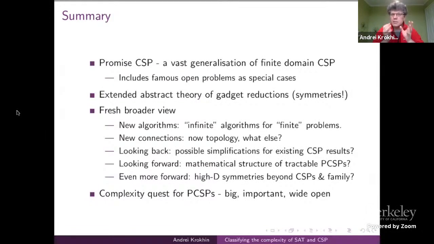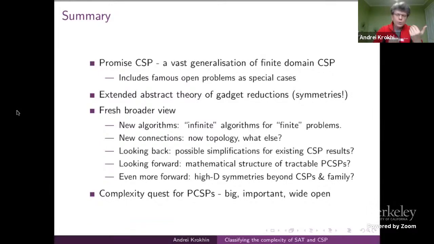So we must use infinite algorithms. We have new connections. For example, this connection with topology that we use to resolve some cases of promise graph homomorphism. So this is all very interesting. And then we can use this fresh, broader view to look back on the existing CSP results, such as the resolution of the dichotomy conjecture, which is currently not accessible to almost everybody.